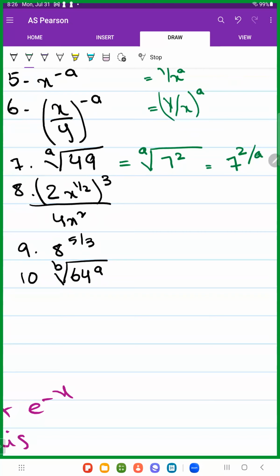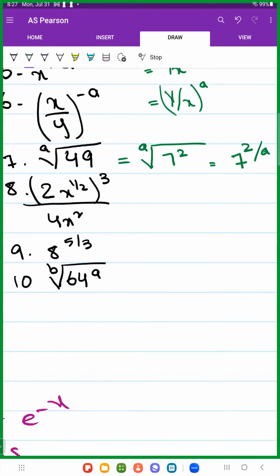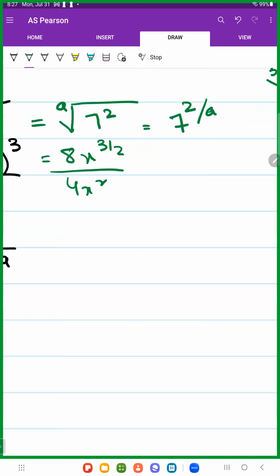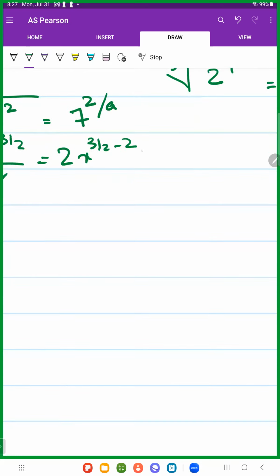Why weren't you able to do 8? I wrote 8 x to the power 3 over 2 over 4 x square, and then I didn't know how to go on with that. If the bases are the same and they're being divided, the power will be subtracted. So power will be subtracted: 2x to the power 3 upon 2 minus 2. Do you understand?